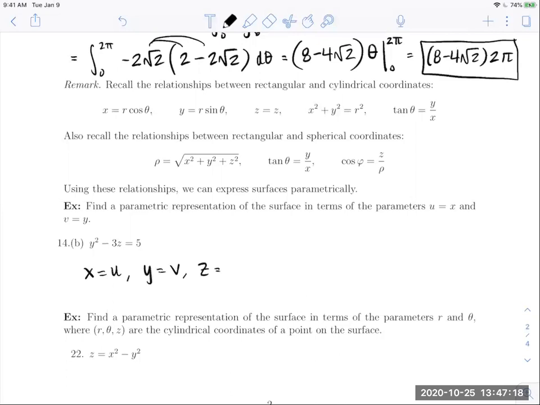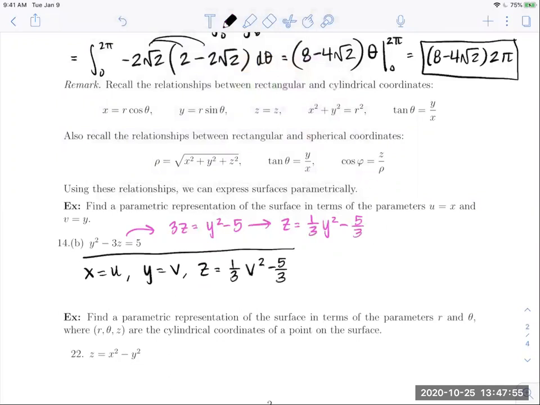And so how can we then express z? All right, so as an intermediate step here, I'm going to look at my original equation and say, okay, well, 3z equals y squared minus 5. So z equals 1/3 y squared minus 5/3. Now I don't want to express z in terms of y, but remember y was v, so I can write z as 1/3 v squared minus 5/3. And this is our parametric representation of that surface.